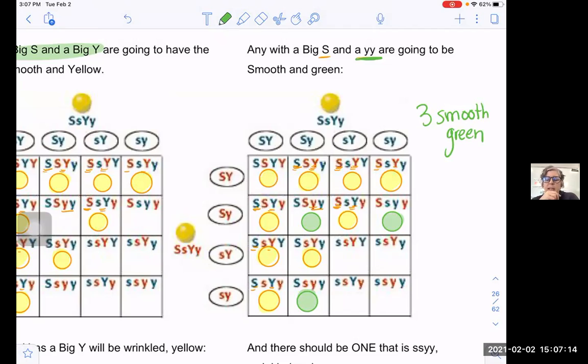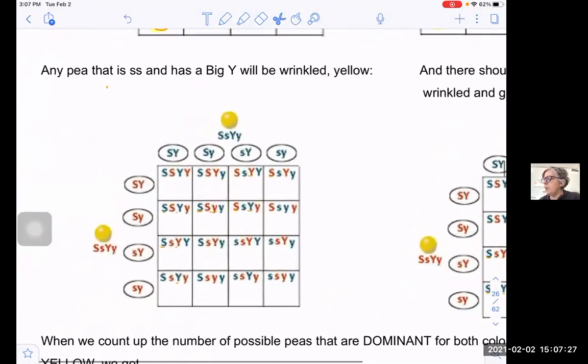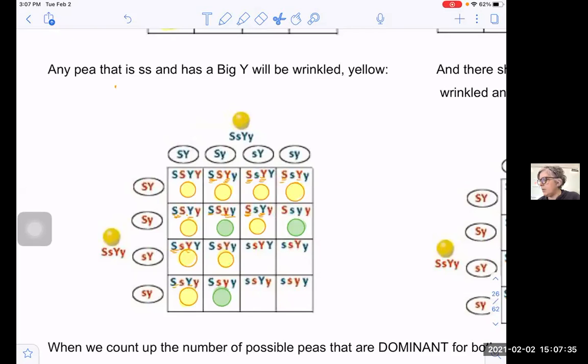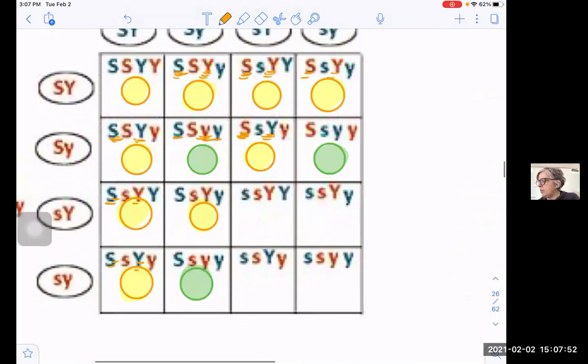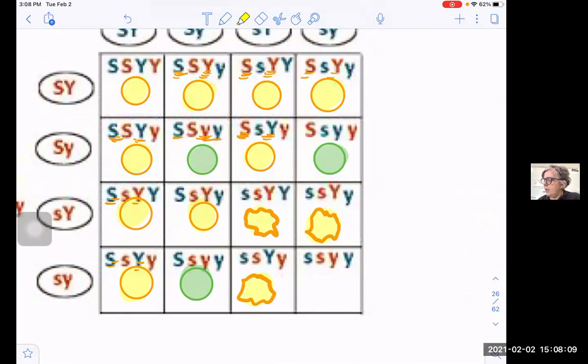All right, I'm going to use my handy dandy scissors tool again to circle these peas. I'm going to copy and I'm going to move it down to this Punnett square where I'm going to count up how many are wrinkled and yellow. And you might have to resize this one because this Punnett square is slightly smaller, but it works. So now we're looking for wrinkled and yellow. So I see a wrinkled yellow pea here because little s, and yellow, little s, and yellow. So I have 1, 2, 3 wrinkled yellow peas.